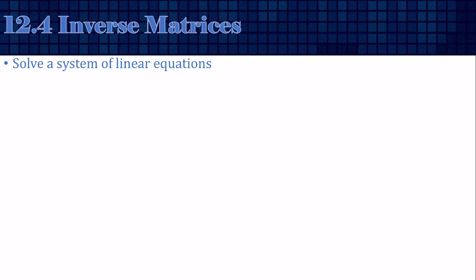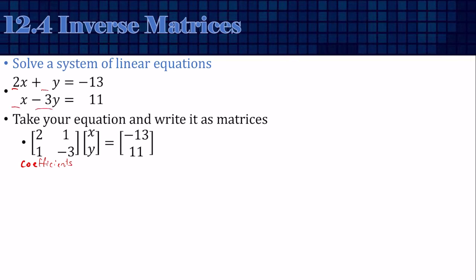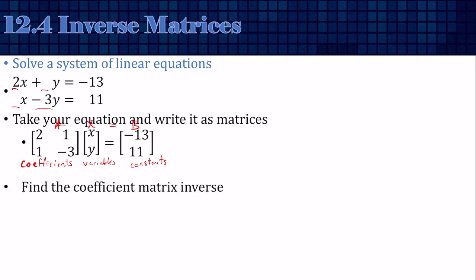All right, I promised that we'd use matrices to solve a system of linear equations. So here's my system of equations. But we're going to write these as matrices. So the first matrix is going to be the coefficients, the 2, 1, 1, -3, and then the variables, and then the constants. But this is in the form AX equals B. So we're going to solve it the same way we just solved our last one. Start by finding the inverse of the coefficient matrix.